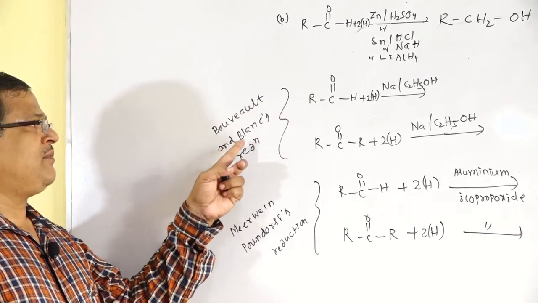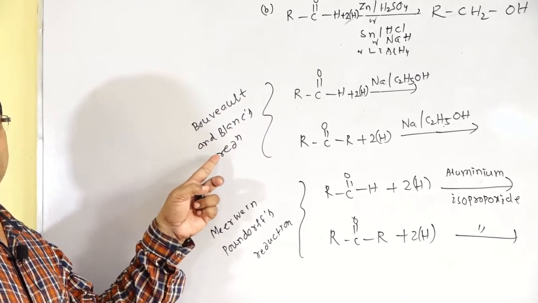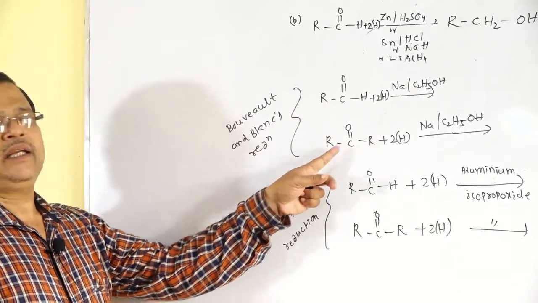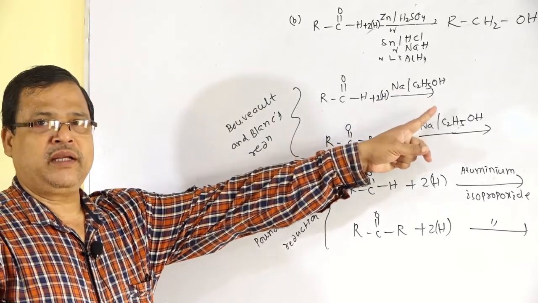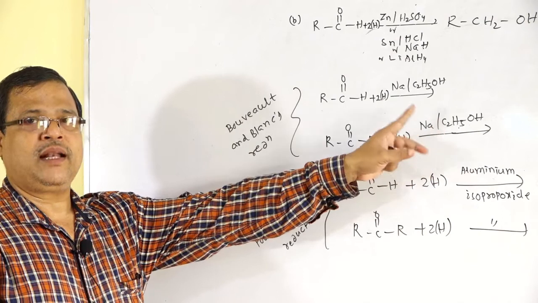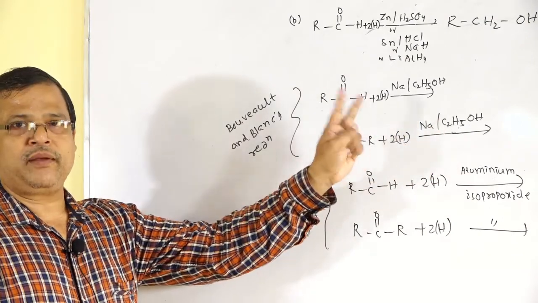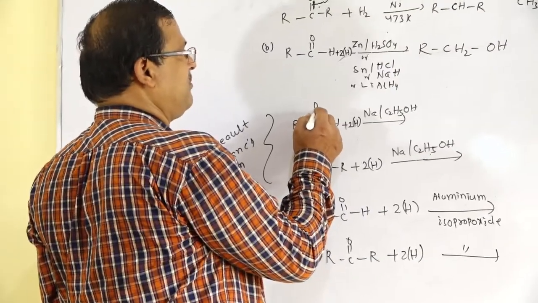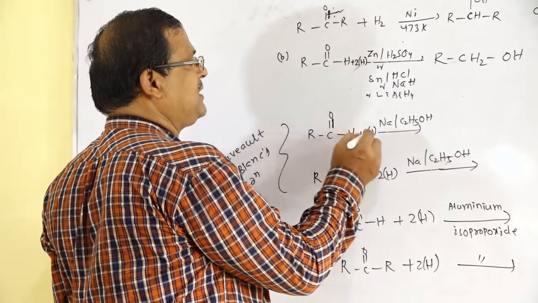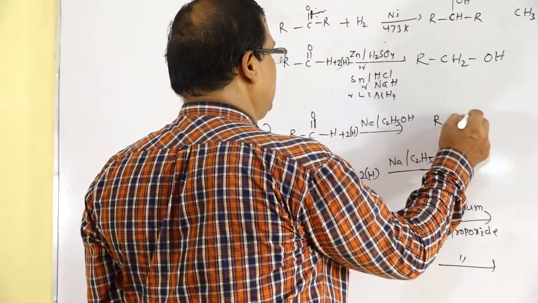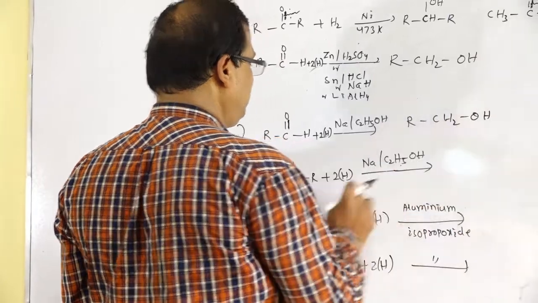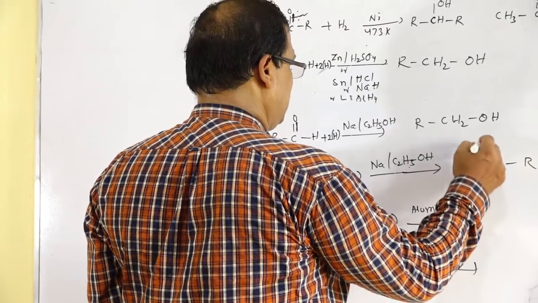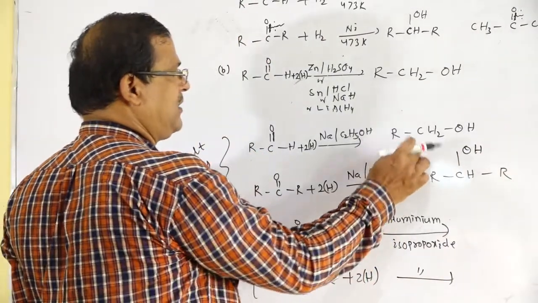Bouveault and Blanc reduction, that is reduction of aldehydes and ketones in presence of sodium in ethyl alcohol to form alcohols. That is, aldehydes will form primary alcohols and ketones will form secondary alcohols. In this case, the same addition process, the pi bond will break by the addition of hydrogen, with the formation of RCH2OH in this case, and RCHR, that is OH, in the other: primary alcohol, and in this case secondary alcohol.